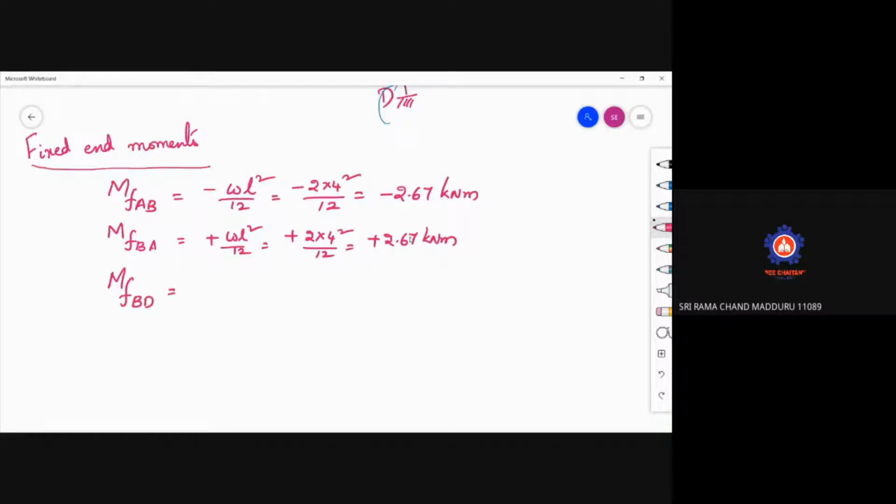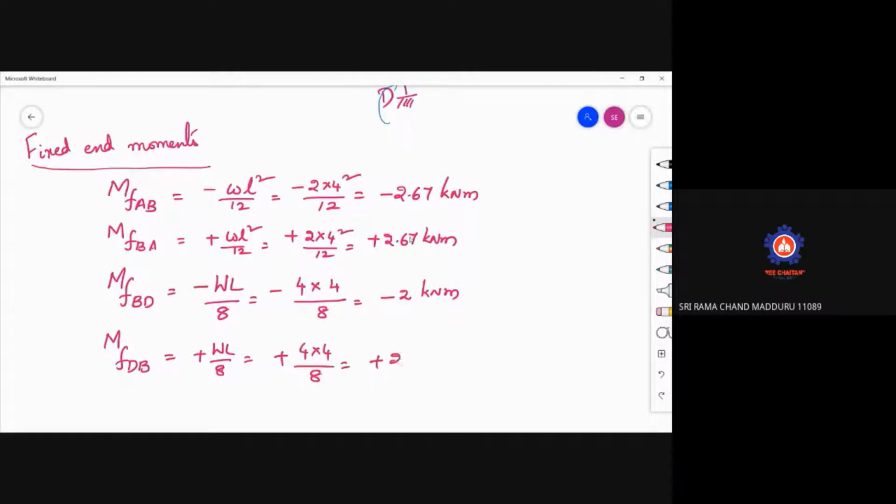With this, MFBD is minus WL by 8. So minus, the point load is 4 into span 4 by 8, which will give minus 2 kilonewton meter. So MFBD is minus 2, and MFDB is plus WL by 8, so plus 4 into 4 by 8, plus 2 kilonewton meter.